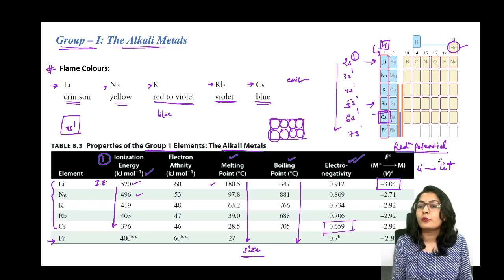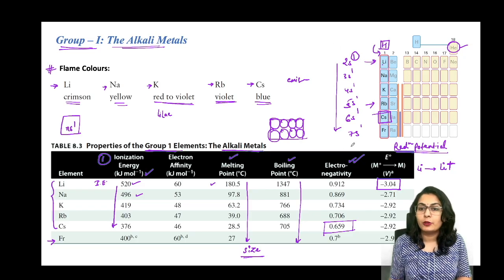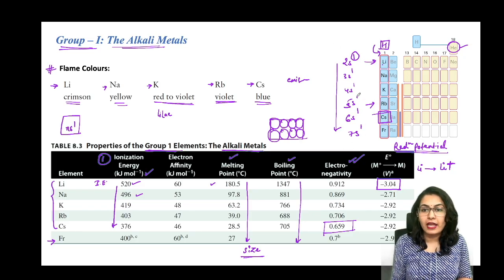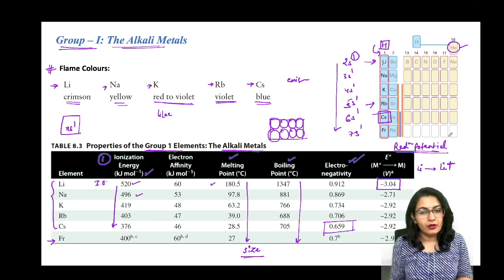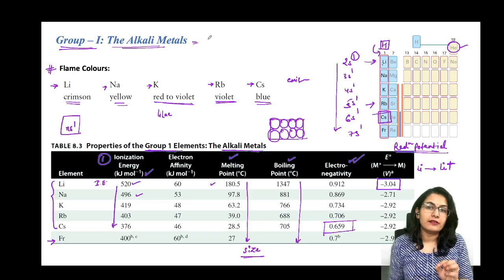It does not want to go back to lithium. Hence, most negative reduction potential. See, all of these have negative reduction potentials because all of them want to give this one electron away and achieve the previous noble gas configuration. Alright, so alkali metals will have the most negative reduction potential. Right, these are just basic properties.